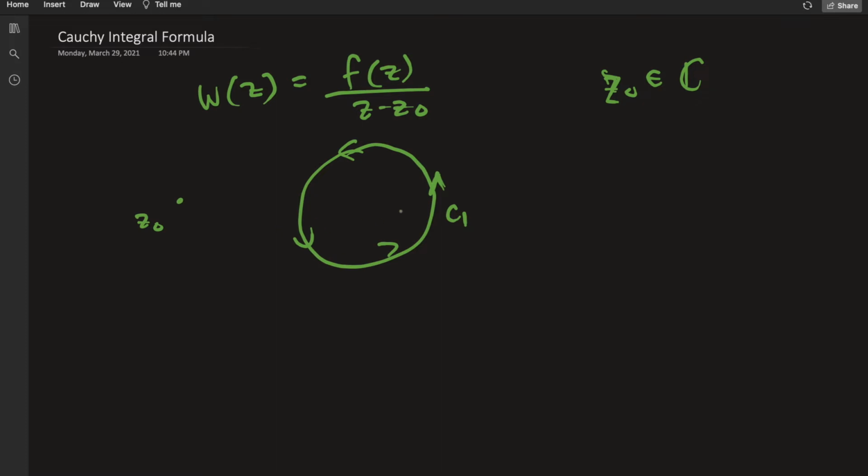Well, on this region C1, the region that's enclosed by the contour C1, the function w of z is going to be analytic everywhere, because f of z is analytic in its own right. It's not going to contribute any poles. And the denominator also won't reach 0 because z naught is outside the contour or outside this region. Hence, on this region C1, we have f of z over z minus z naught. Let me point out that f of z is analytic.